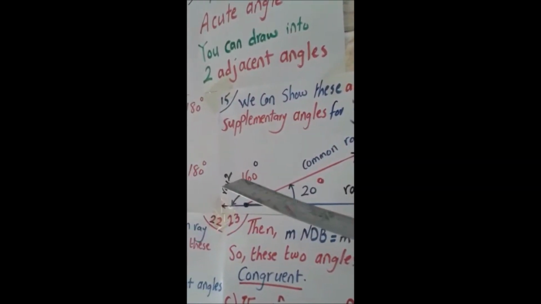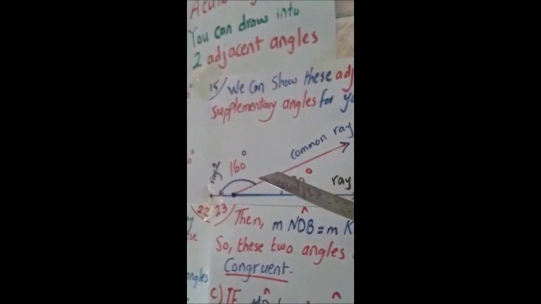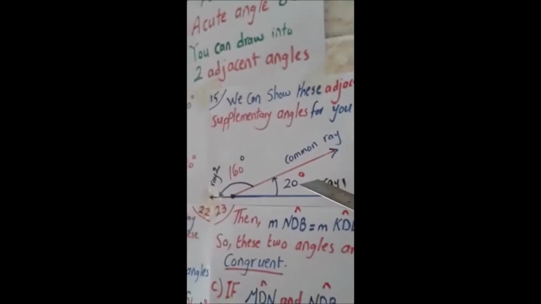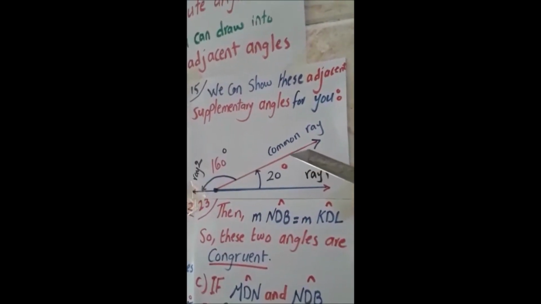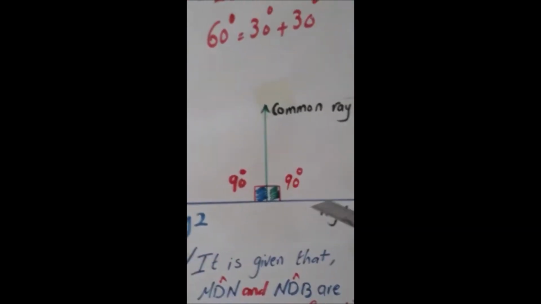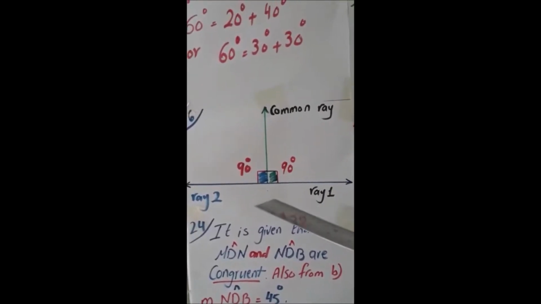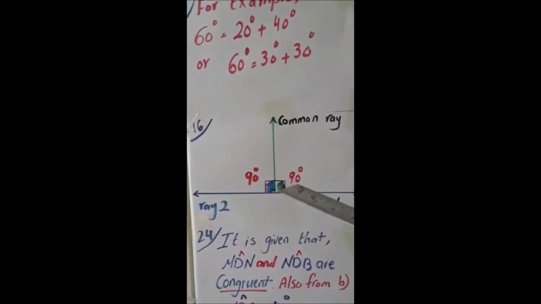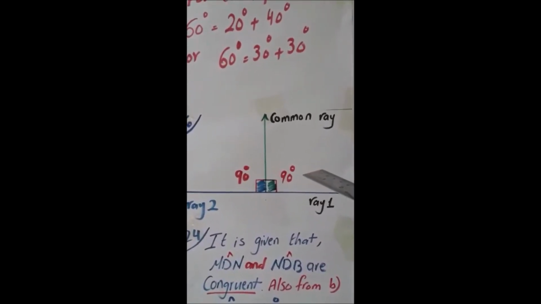As you see, you have ray 2 and ray 1 and the common ray between them. So these two angles are adjacent supplementary angles. If you add them, 160 plus 20, you will get 180. Let me go to the other example. As you see here, guys, we have two angles, 90 and 90. We have ray 1 and ray 2, and the common ray, the green line between them. So again, this example is for adjacent supplementary angles.